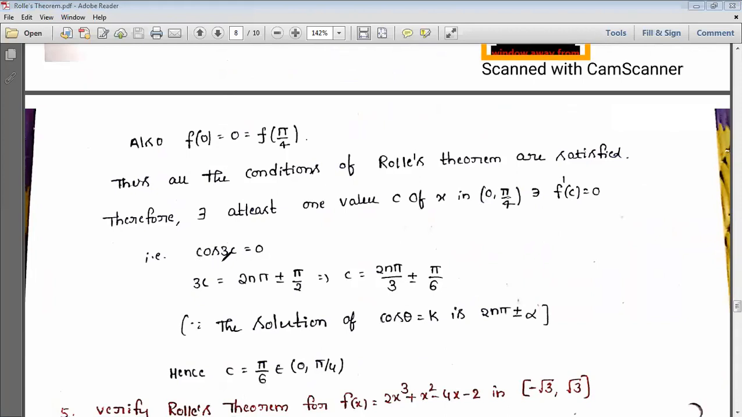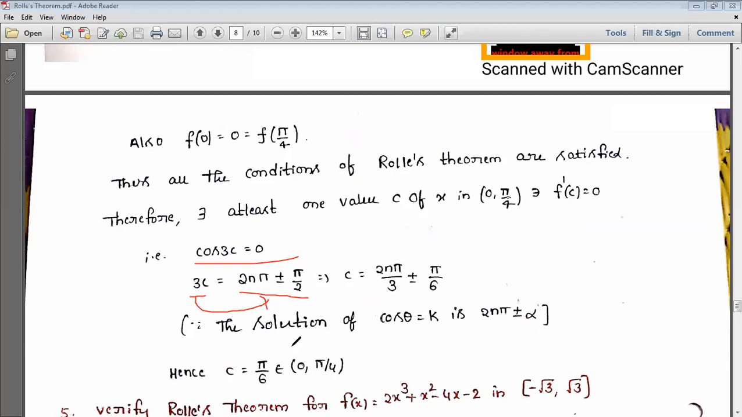Why? Because the denominator goes to the right hand side, and 0 into anything is 0. So cos 3c is equal to 0. When cos becomes 0, for different values of n, 3c is equal to n pi plus or minus pi by 2. By substituting different values of n, we get different values. The 3 comes to this side as division, so c equals 2n pi by 3 plus or minus pi by 6.